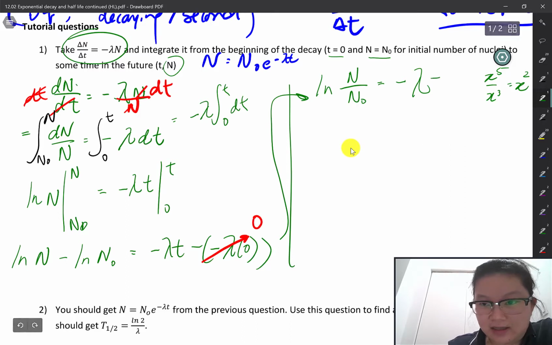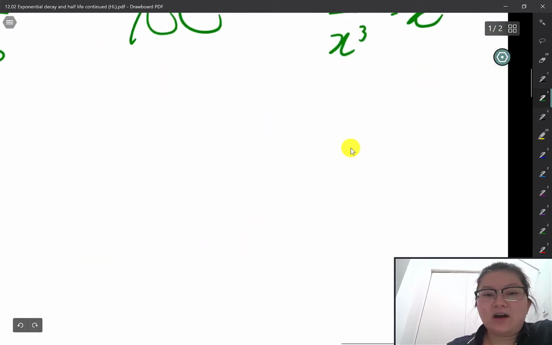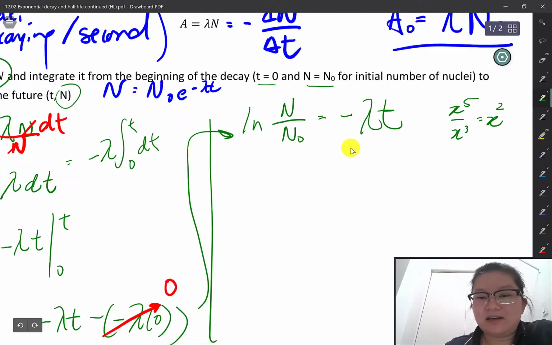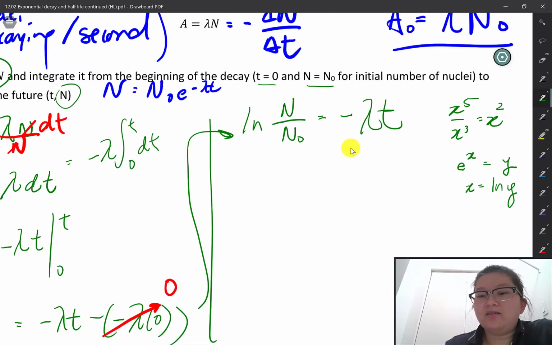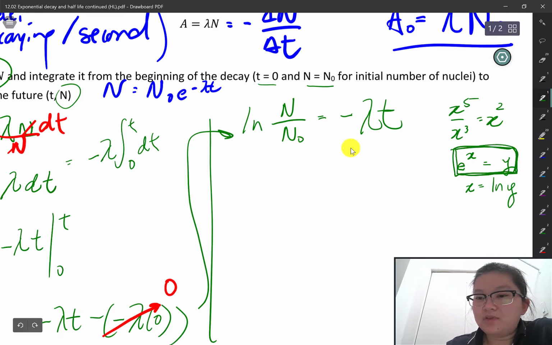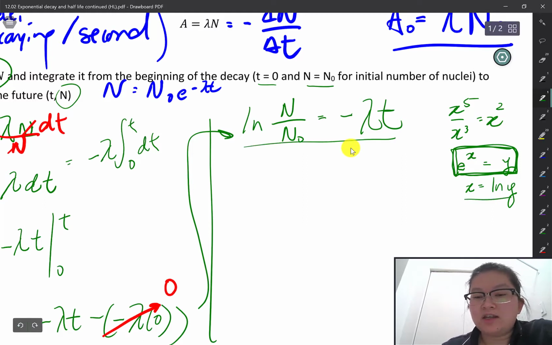So here we have ln n minus ln n naught, which gives ln of n over n naught, and this is equal to negative lambda t. So that's on the other side. We're not quite done yet. Using the definition of the natural logarithm, which I've shown in rough work over here, if we want to express e to the power of x equal to some number y, we're basically going from this form on the bottom to the top form.